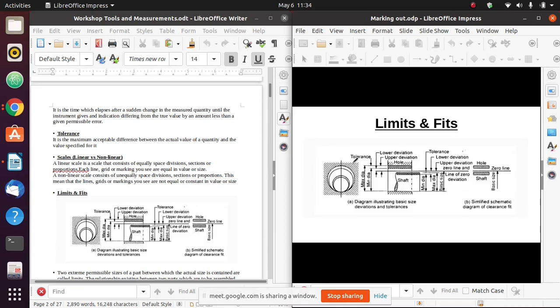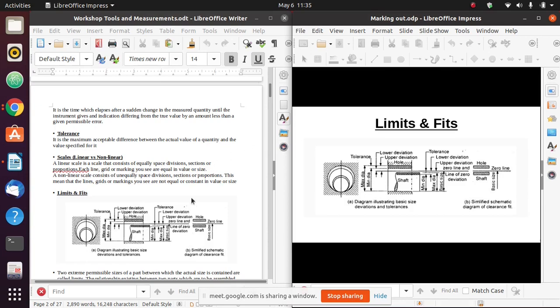Now, limits, we've just mentioned what limits are. Those two extreme permissible measurements in which the actual size of that measurement is contained is what we term as limits. So if my actual measurement is 100 centimeters, when I say plus or minus 2 centimeters, the upper limit or the maximum limit will be 102, and the minimum or the lower limit will be 98 centimeters.